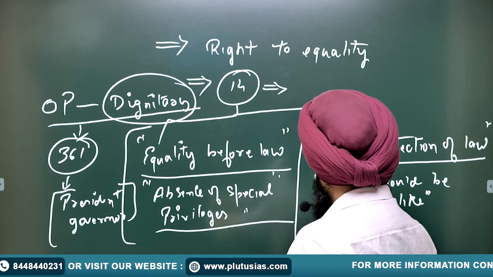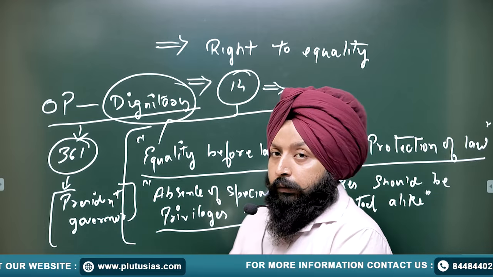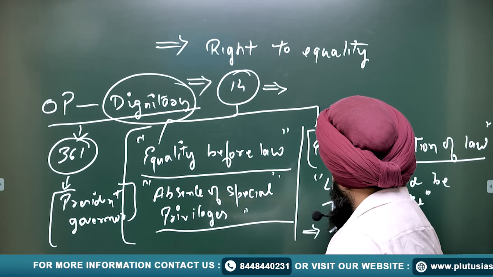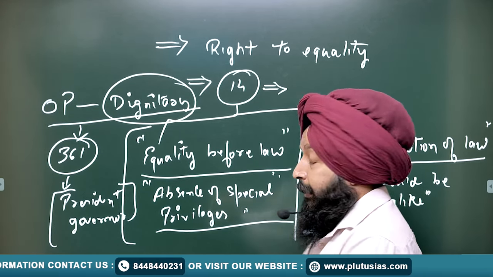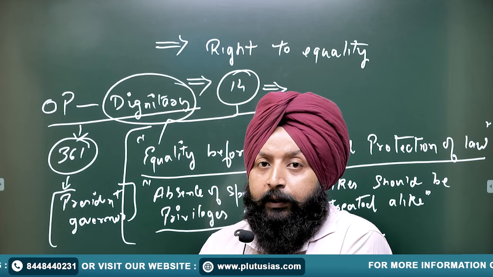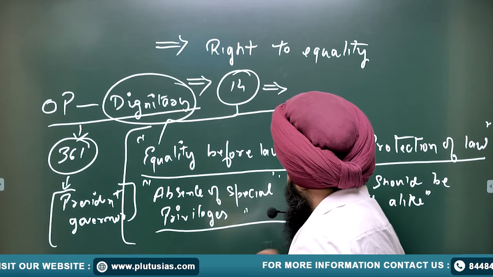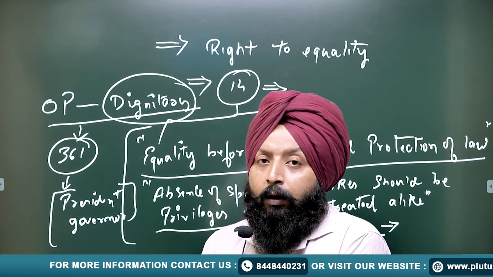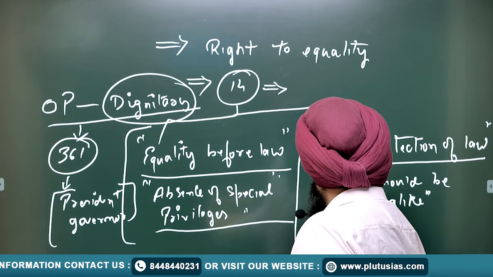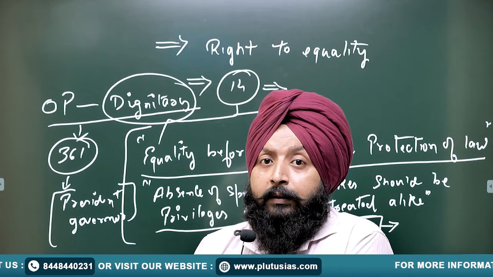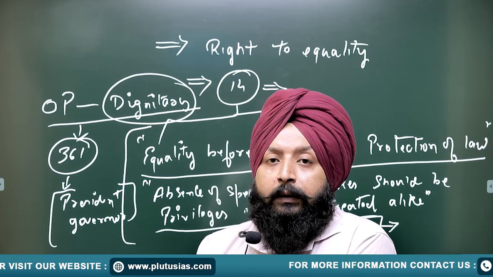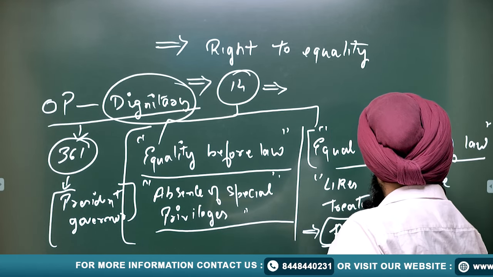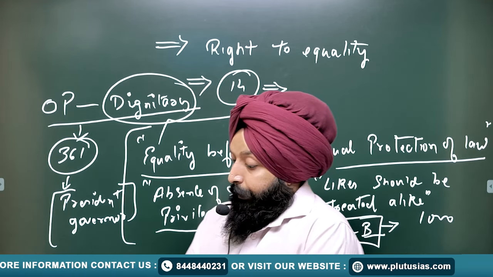For example, all of you are preparing for civil services, right? So two people having the requisite qualification appear for the examination, right? So they will be subjected to the same standards of evaluation. A or B, both of them, because they are situated in similar circumstances, both of them are appearing for the civil services examination, so standards of evaluation would be the same. If the mains cutoff is 1000 marks, it would be the same for A and the same for B.